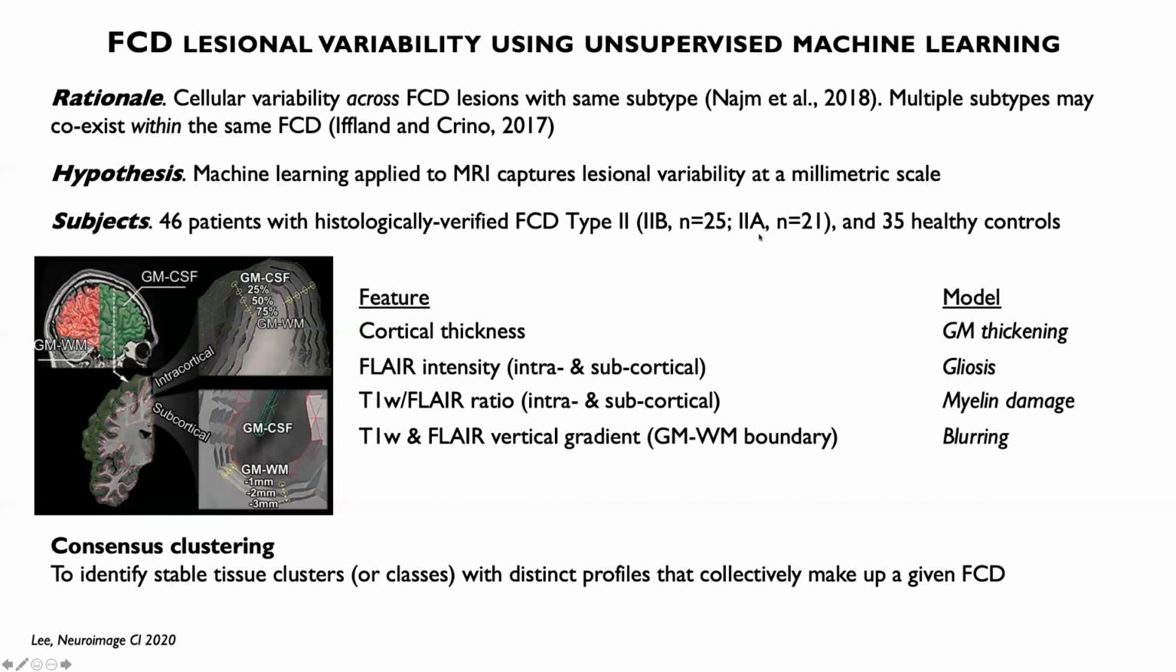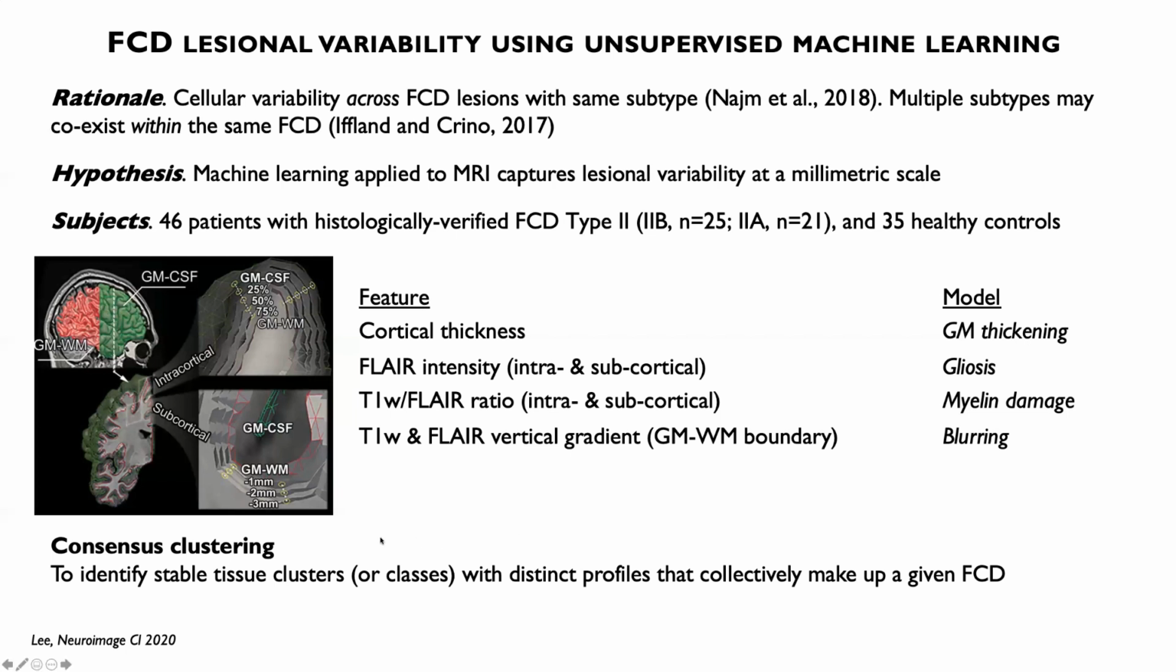We used the following MRI features sampled along cortical and subcortical surfaces: cortical thickness, FLAIR intensity as a marker of gliosis, T1 over FLAIR as a marker of myelin damage, as well as T1 and FLAIR gradients to model gray-white matter interface blurring.